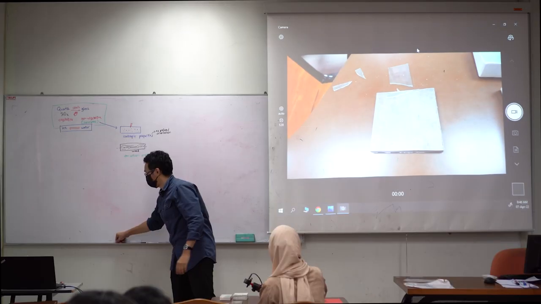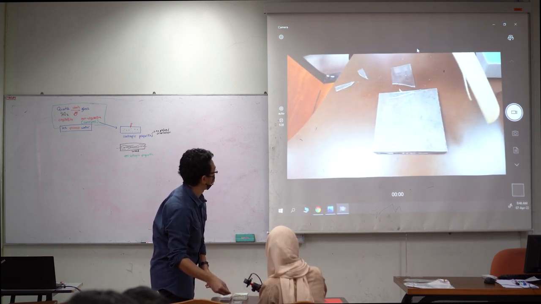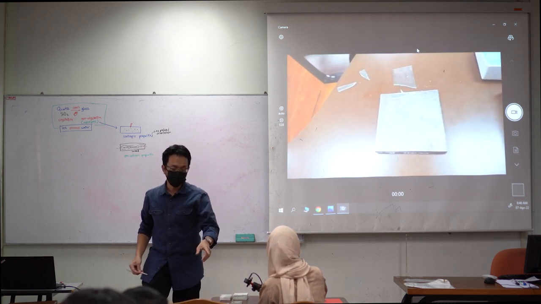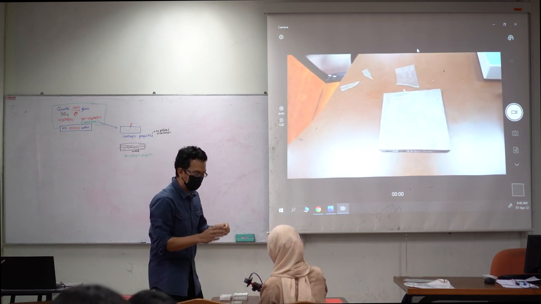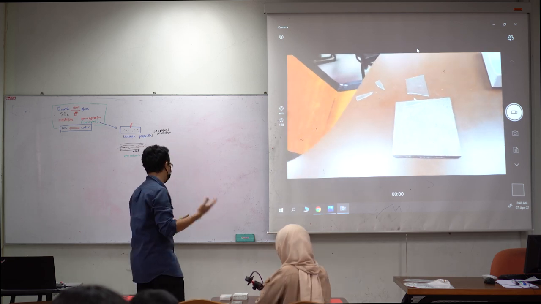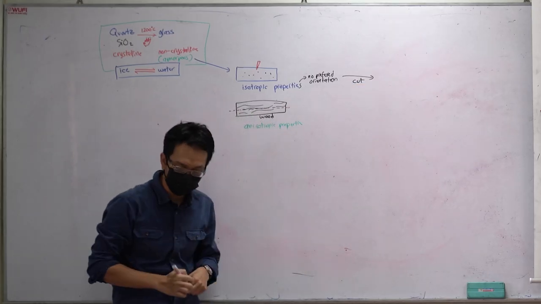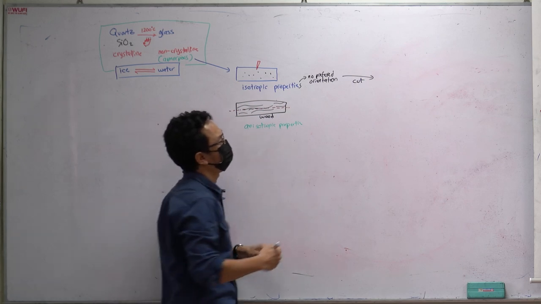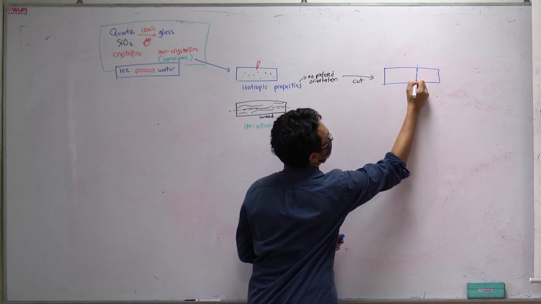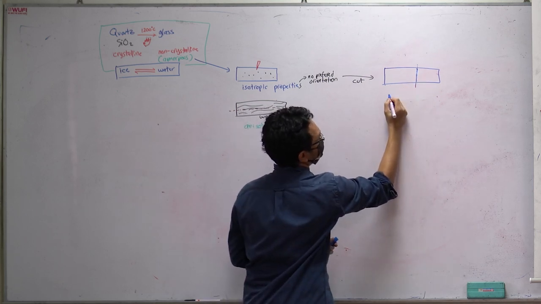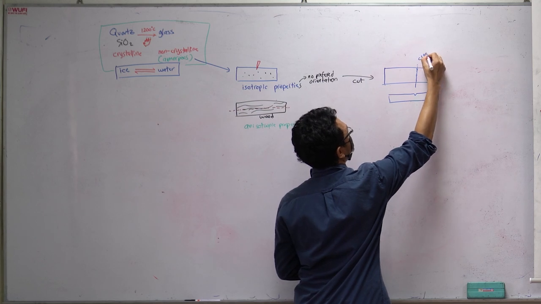If I use this, now you can see it's easy. You cannot really see, but anyway, it goes along the grain. So in order to cut the glass cleanly, you need to create a sort of dent, like a preferred orientation. For example, if you want to cut here, you need to make a dent here. If you see this from the side, you create a dent like that.